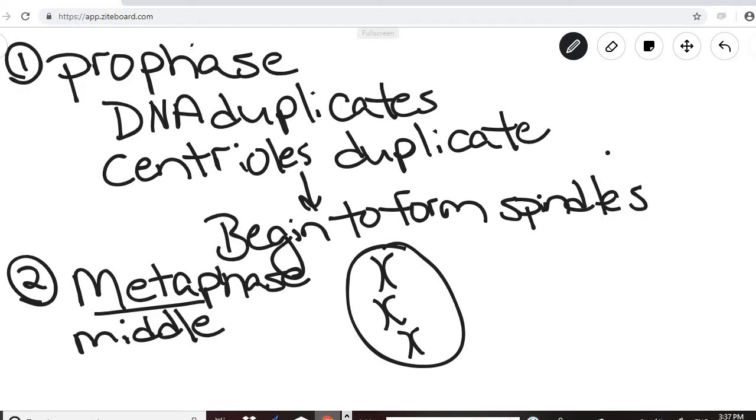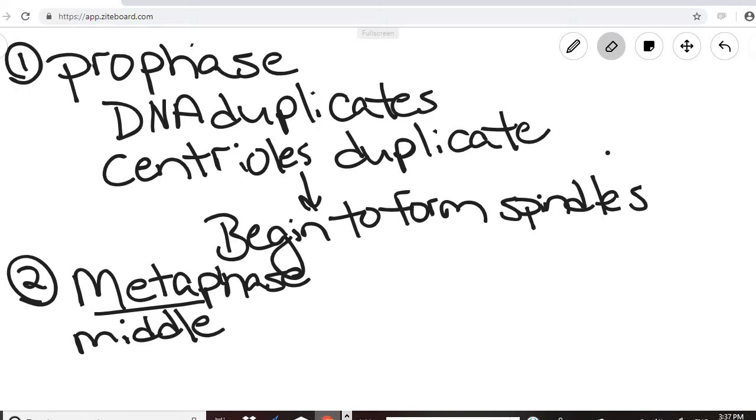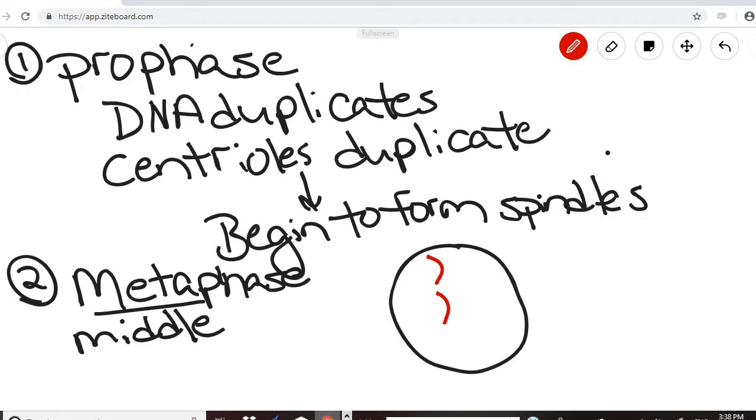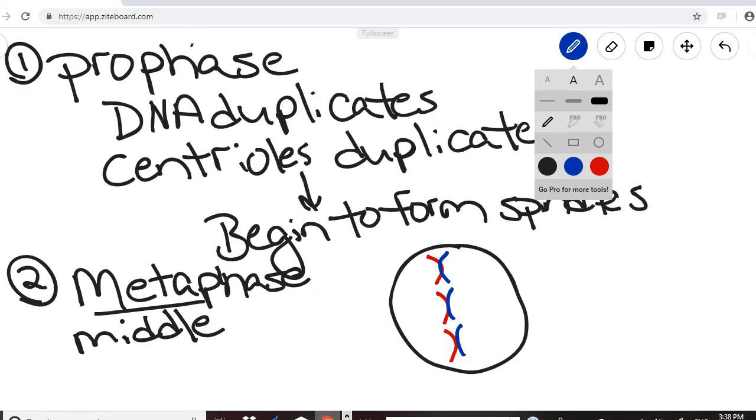I didn't draw that very well. It's not really down in the middle, but see if I can draw a better circle. So here's a circle, and those, let's make them red, one side red, one side red, one side red, and then to show that they were duplicated, we'll make the other side blue. Okay, so the chromosomes line up down the middle in metaphase.